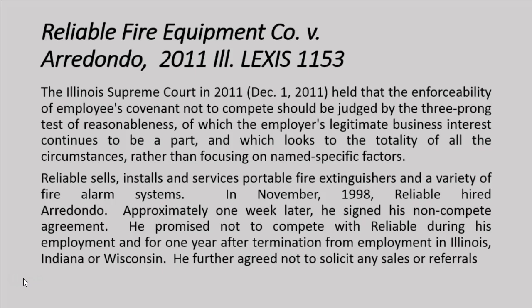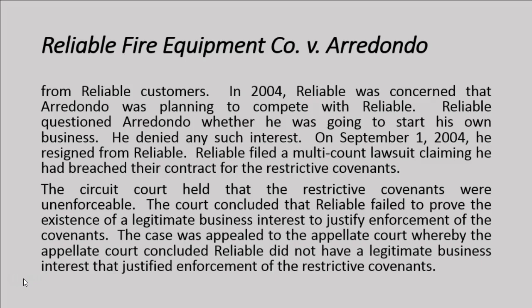So there you have a restrictive covenant that relates to a 1 year time frame and a geographic scope that covers 3 states. He further agreed not to solicit sales or referrals from Reliable customers. So there's a non-solicitation aspect to this restrictive covenant as well.